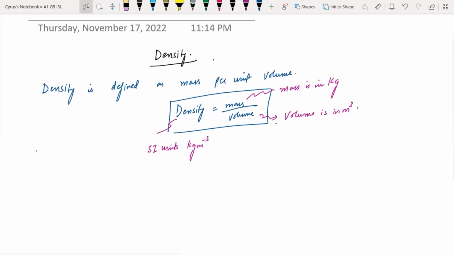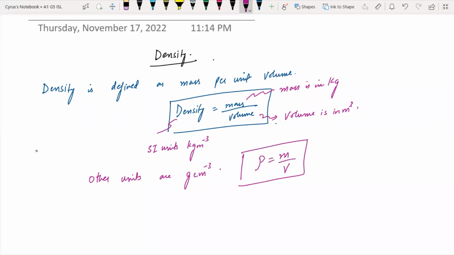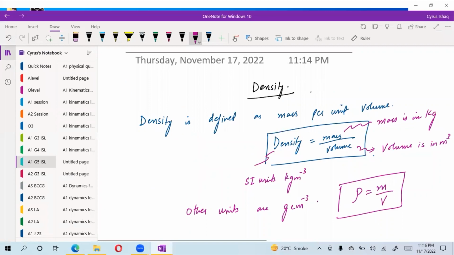And there are other units as well for the density, which are gram per cm cube, right? ये कुछ उसके और units हैं. आप इस density को symbolically लिखते हैं as rho is equal to m over v. ये rho is the symbol for the density, m is the mass, and v is the volume. सबको समझ आ रही है जी everyone?